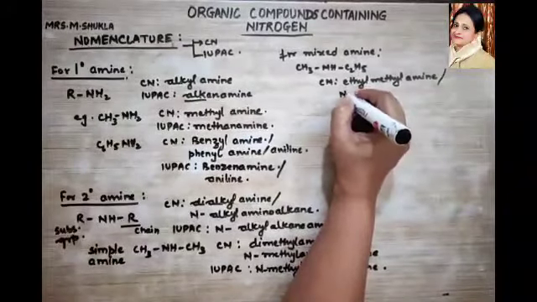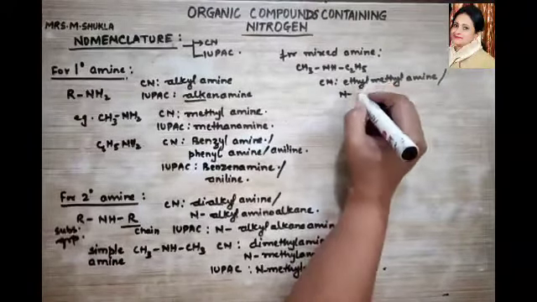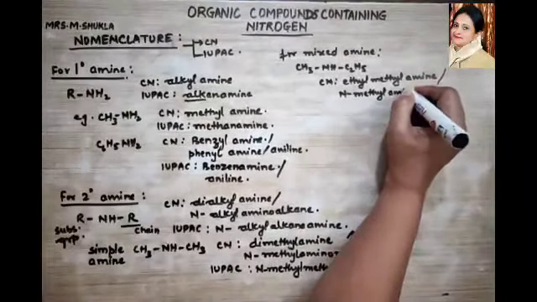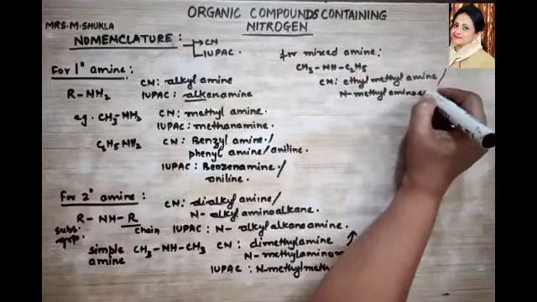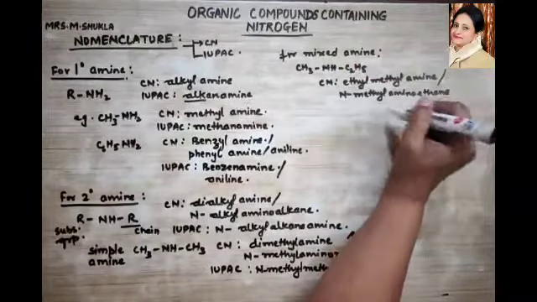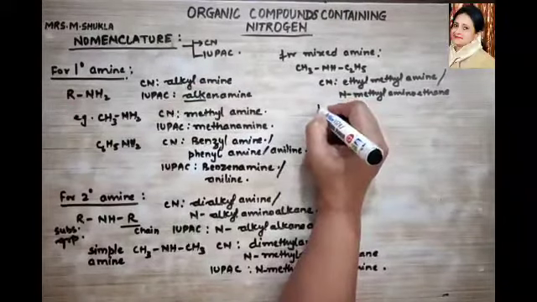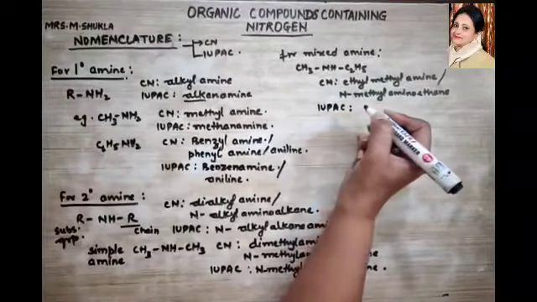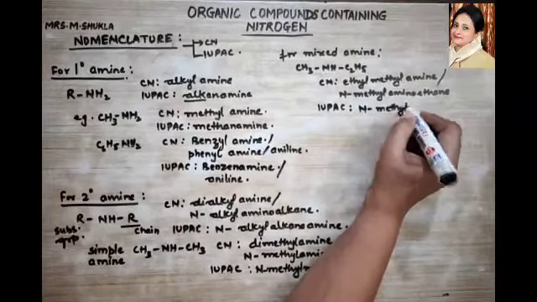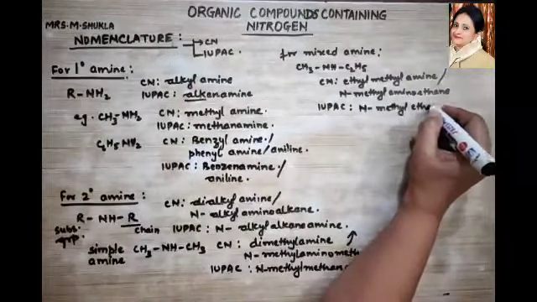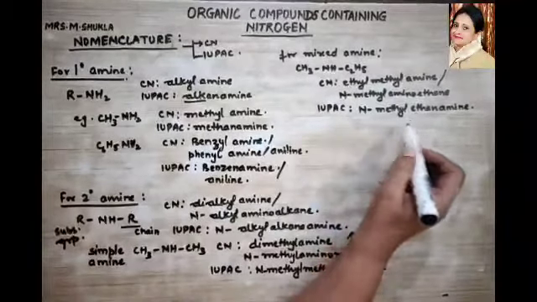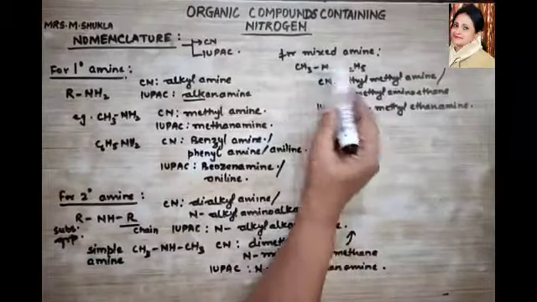Another way to write it could be N-methylaminoethane. This is also one way to write down the common name. Then its IUPAC name. The IUPAC name will be N-methyl ethane amine. This is how we write down the IUPAC name and the common name for the mixed amine.